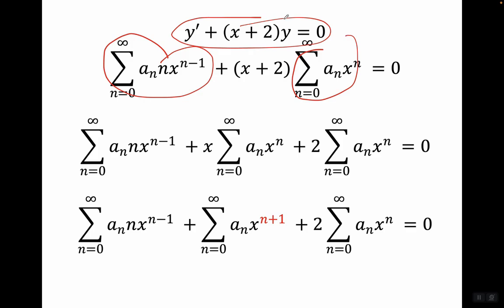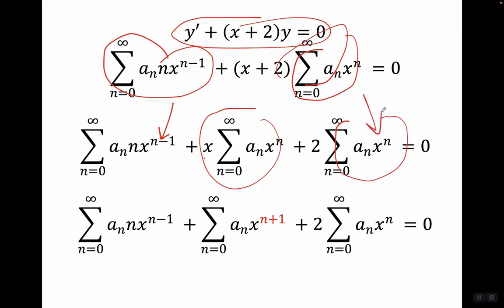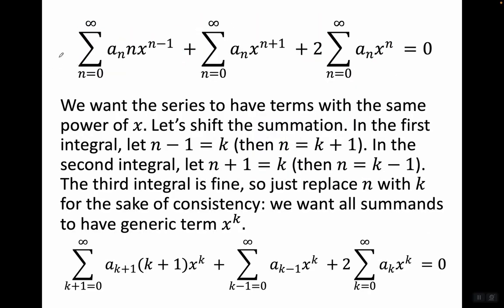We can distribute the x plus 2, so that we get x times this series over here, and then we also have 2 times this series, same series. We can move the x on the inside, so that we have a sub n, x to the n plus 1. So again, this is the series from the previous slide.